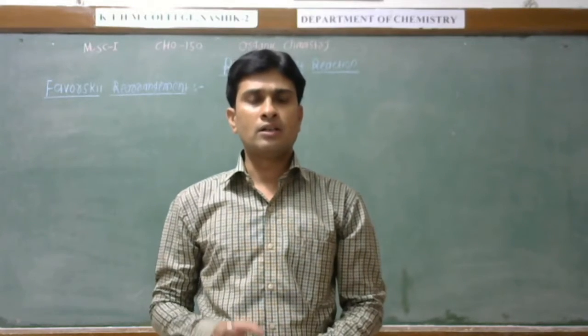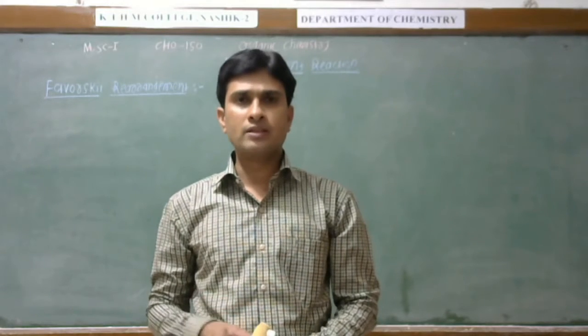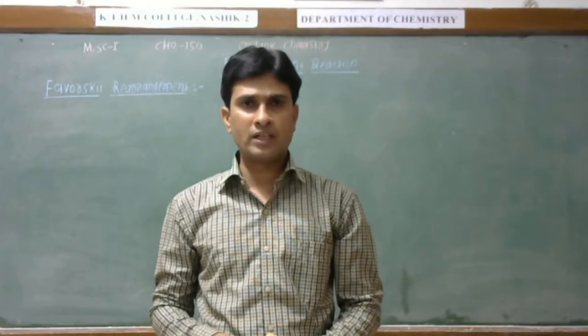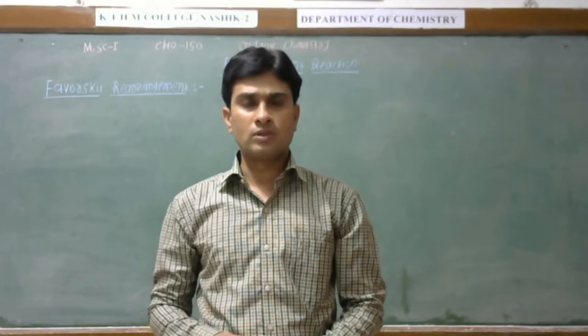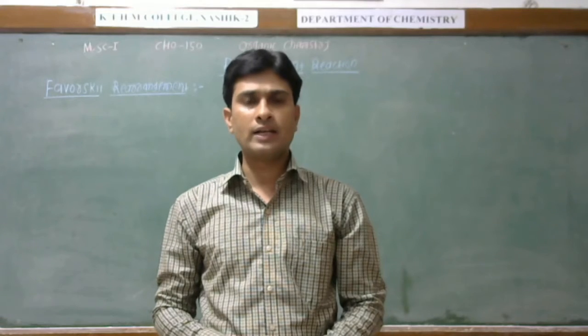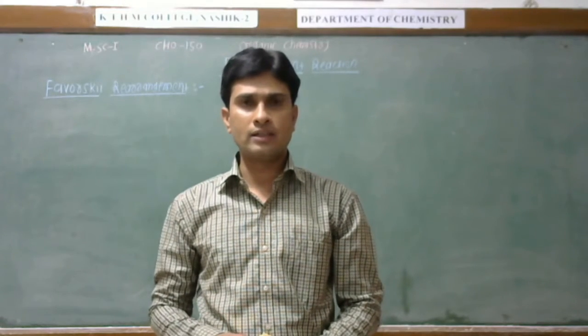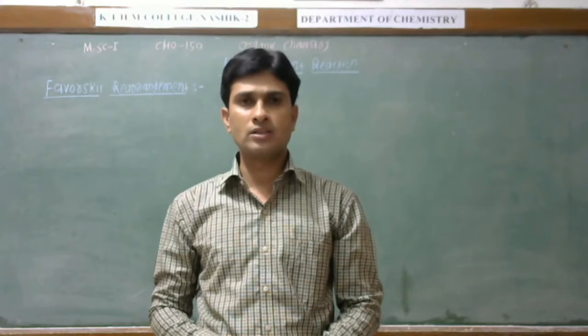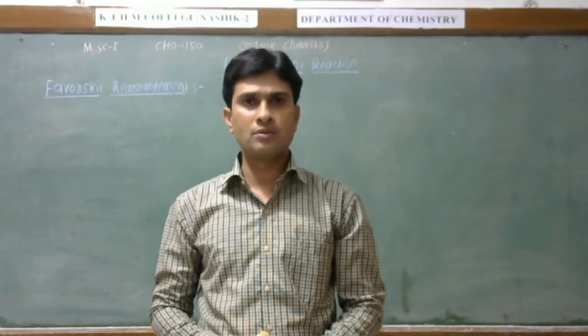Firstly, when alpha haloketone reacts with base, then there is a formation of carbanion, and this carbanion is converted into the enolate ion, and this enolate ion after rearrangement gives us the ester or acid, and this rearrangement is known as the Favorsky rearrangement. So we are discussing here the Favorsky rearrangement.